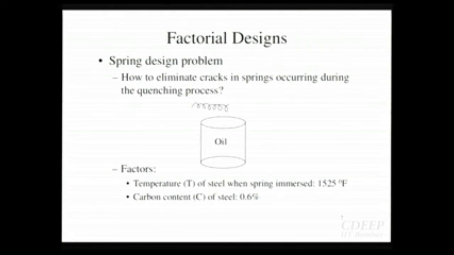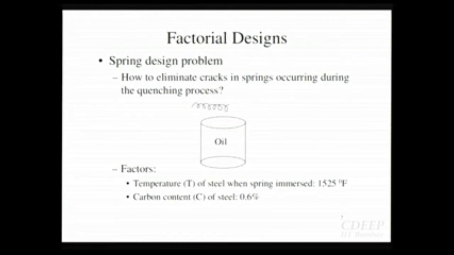So just for the initial motivation, let's look at these two factors. We'll add one more later on. Really there are two things which they can vary. One is the temperature of the spring, which is made of steel, when it is quenched, when it is put in the oil. They are operating at 1525 Fahrenheit. And the other is the carbon content of the steel, which is 0.6%, let's say, at which they are operating.